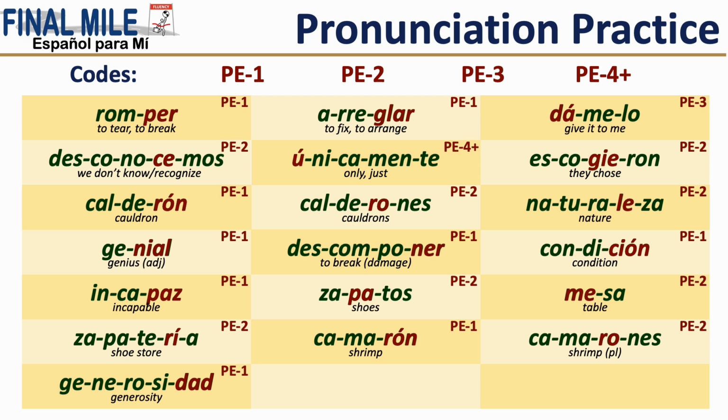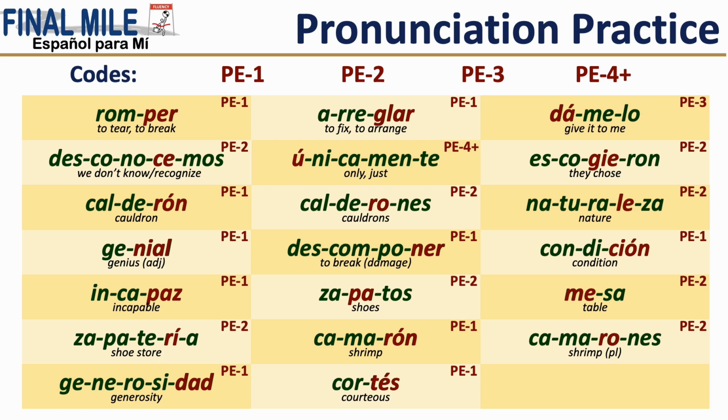Generosidad. Say it as slowly as I do. Okay? Generosidad. Graphic accent. PE1. Cortés. Notice when there's a graphic accent, no questions, and that doesn't matter what it ends in.